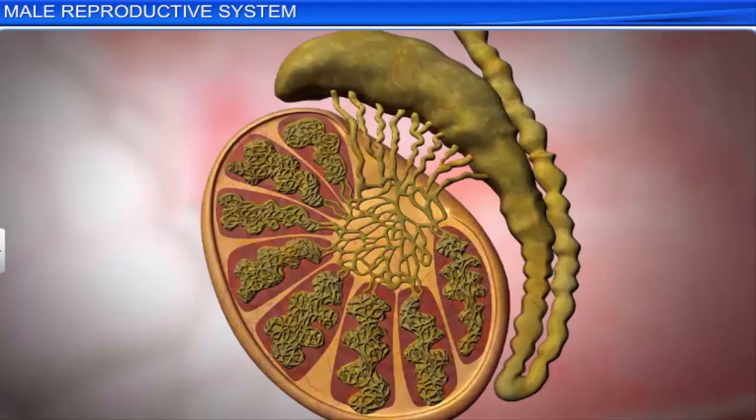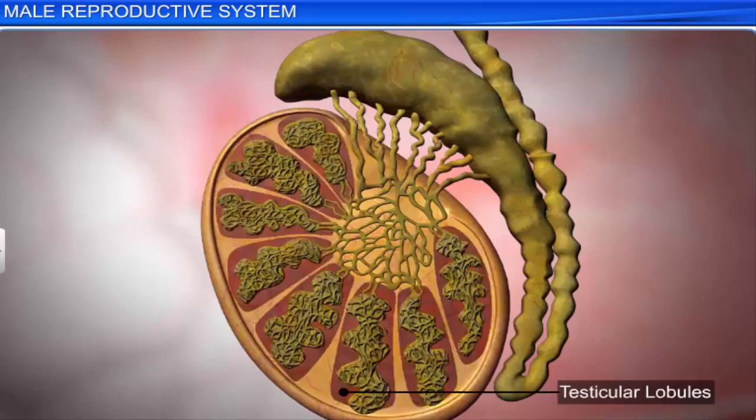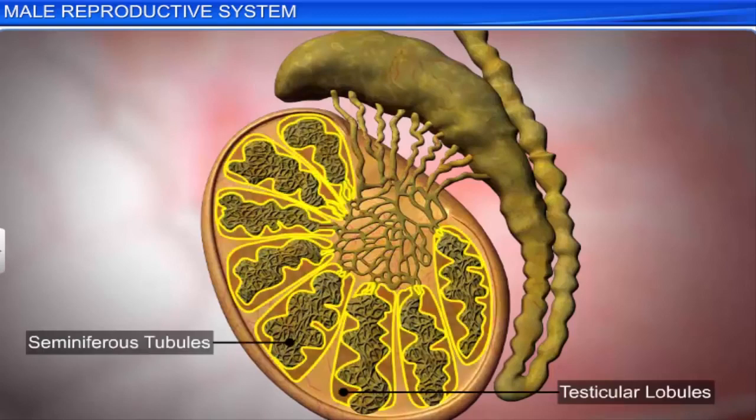The testes are surrounded by a tough connective tissue capsule called the tunica albuginea. Each testes has 250 compartments called testicular lobules. Each lobule in turn contains 1 to 3 highly coiled seminiferous tubules.